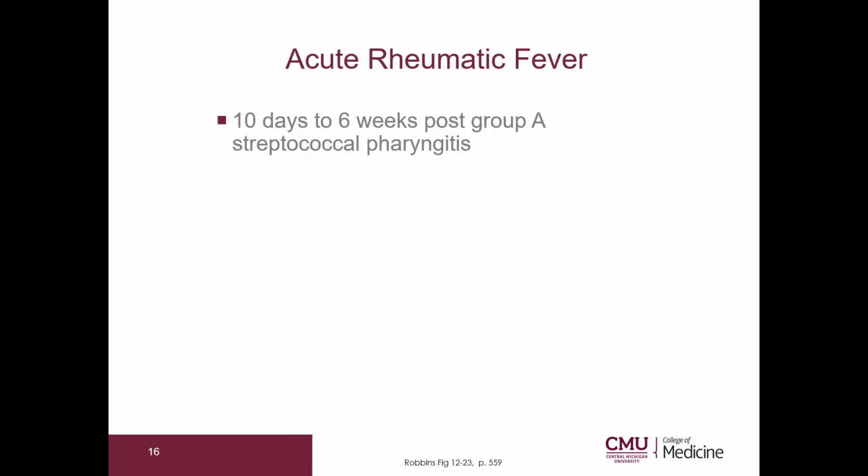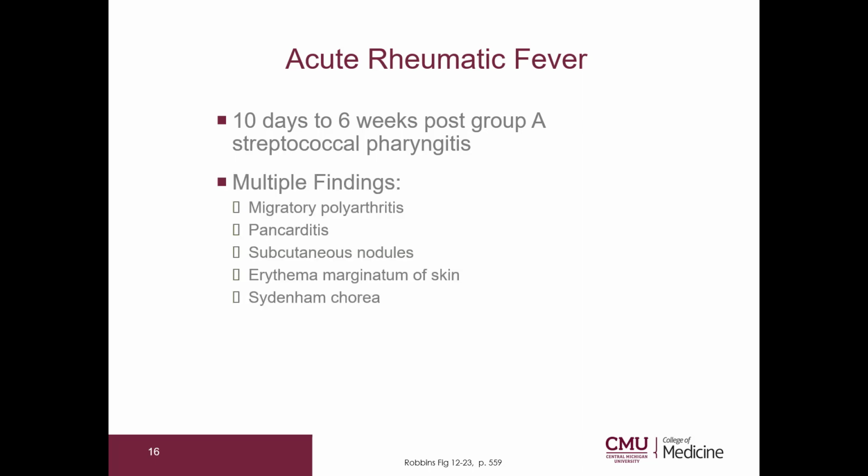This generally occurs 10 days to 6 weeks post group A streptococcal pharyngitis. You can have multiple findings including migratory polyarthritis, pancarditis, subcutaneous nodules, erythema marginatum of the skin, and Sydenham's chorea. We will be reviewing the findings in the heart.